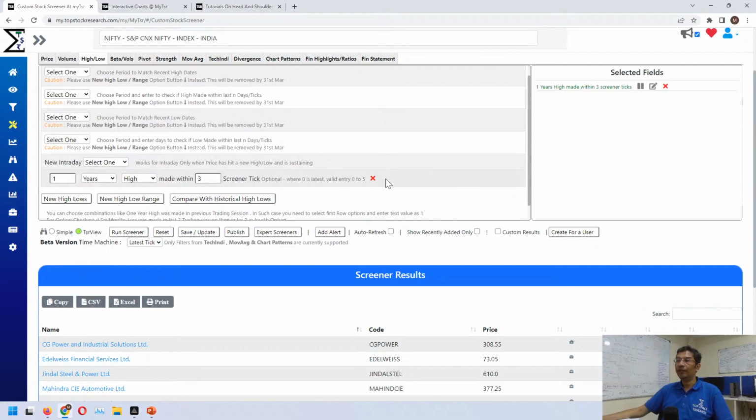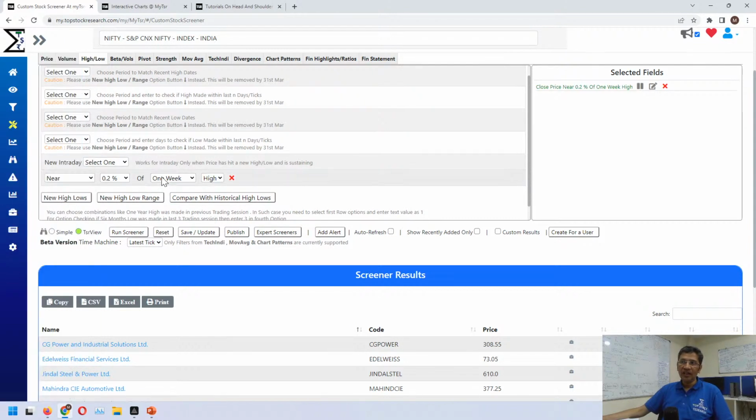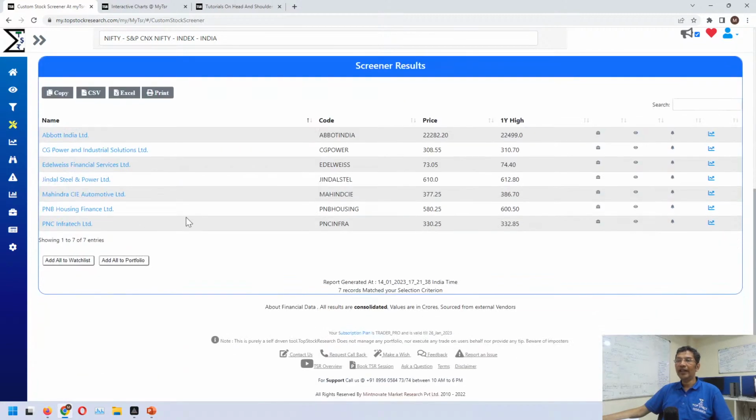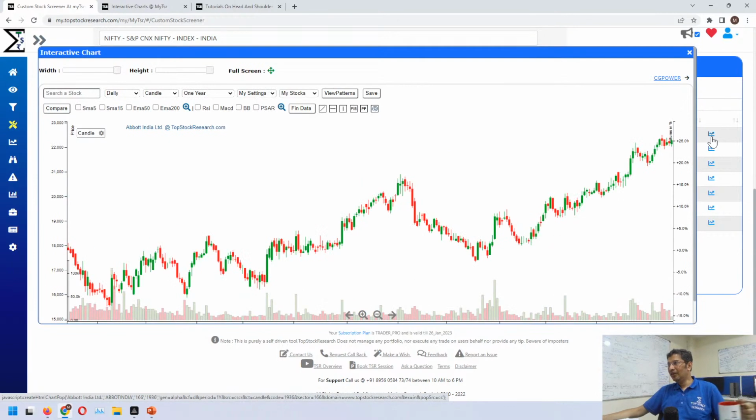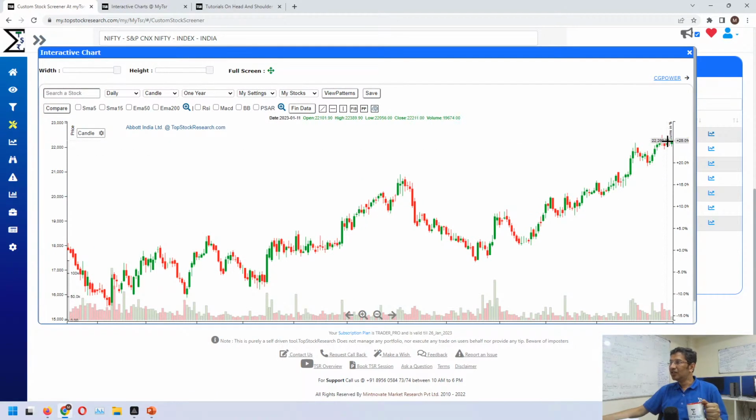We have seen it, right? Within a range. Historical high lows. Now, is the stock near 1% of its 1 year high? You'll get the stocks which are near 1% of the 1 year high, right? So stocks like this, it is ready to roar.